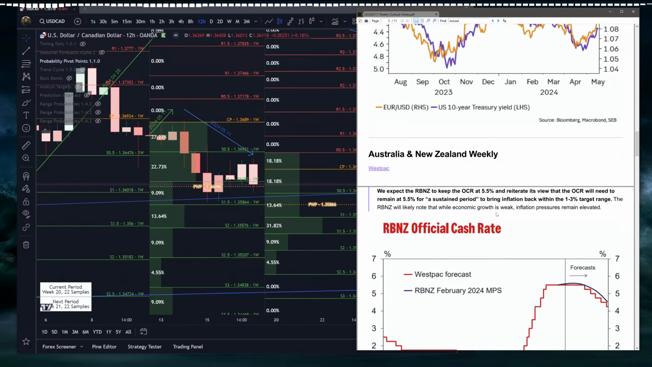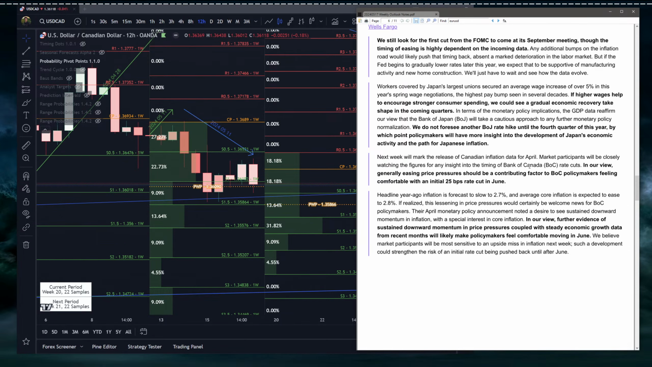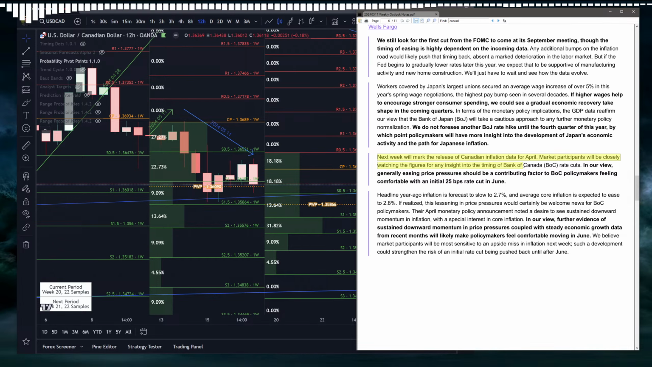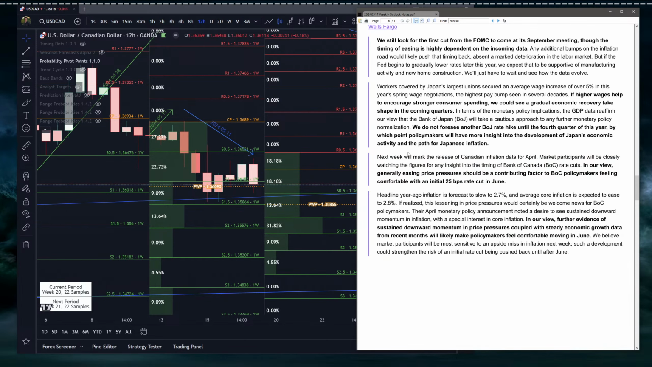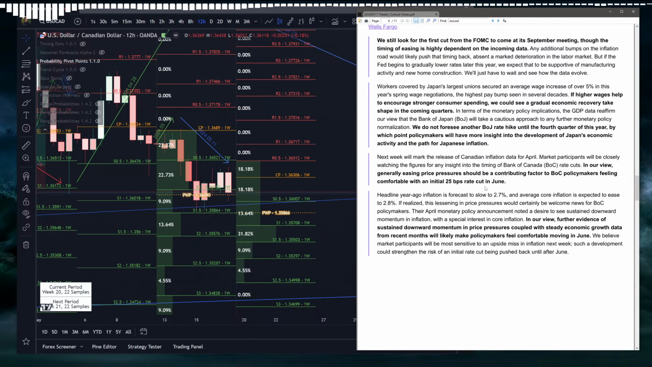I think there was something here from Wells Fargo. Yeah. Next week will mark the release of Canadian inflation data for April. Market participants will be closely watching the figures for any insights into the timing of Bank of Canada rate cuts. In our view, generally, easing price pressures should be a contributing factor to Bank of Canada policy makers feeling comfortable for an initial 25 basis point rate cut in June, which is next month here. Like in the next 2 or 3 weeks, we're going to be getting a slew of central bank meetings.